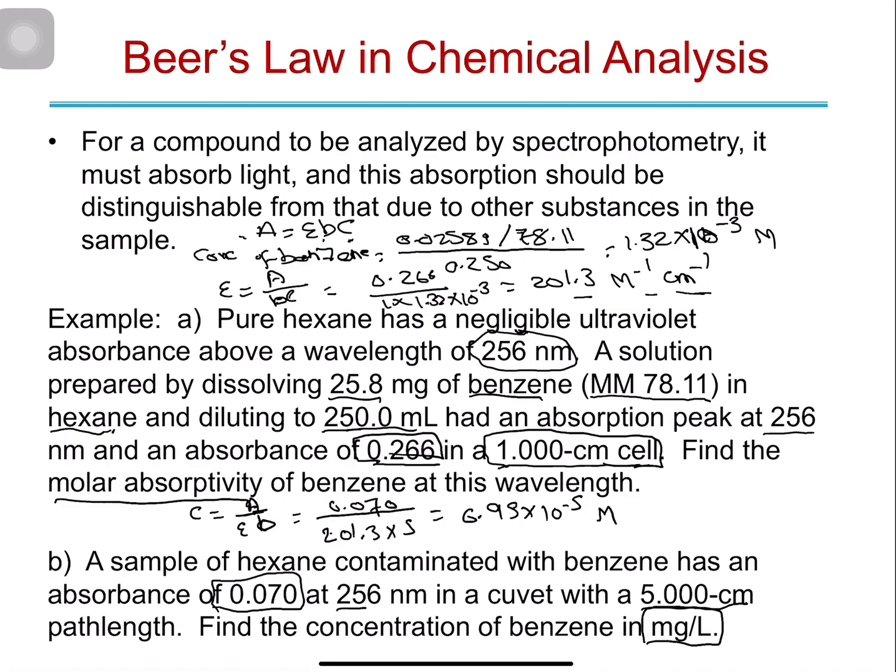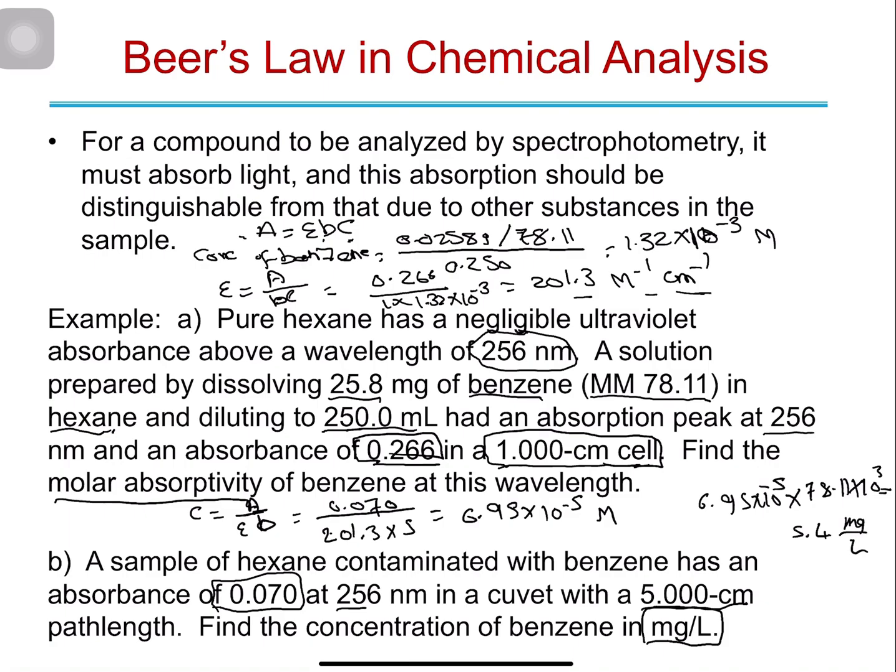So if I multiply 6.95 times 10 to the power minus 5 by the molecular mass, which is 78.11, and then multiply this again by 10 to the power 3 to convert it from gram into milligram, I will find that the concentration is 5.4 milligram per liter.